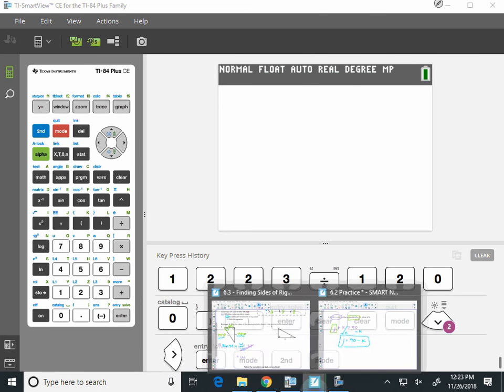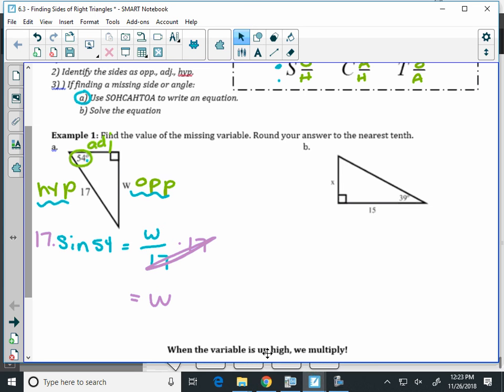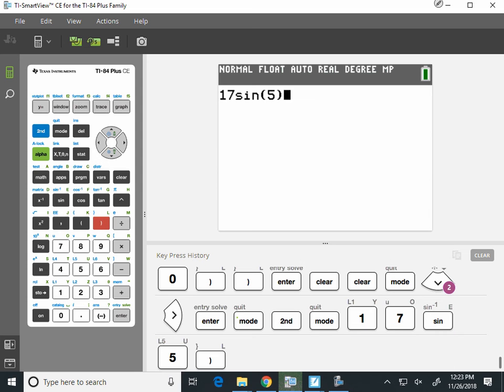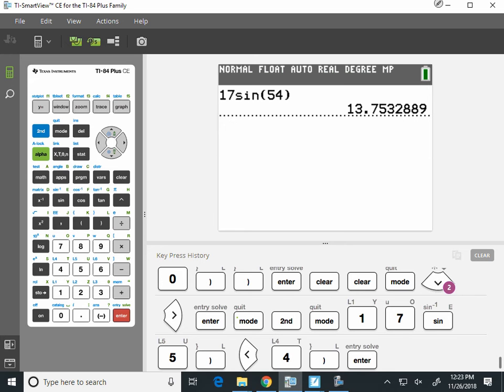So how are we going to enter it in our calculators? Same exact order how it's written. You're going to do 17 sine 54. Oops, not 5, 54. And then hit enter. You should get that. Did anyone not get that? Somebody plugged it in.